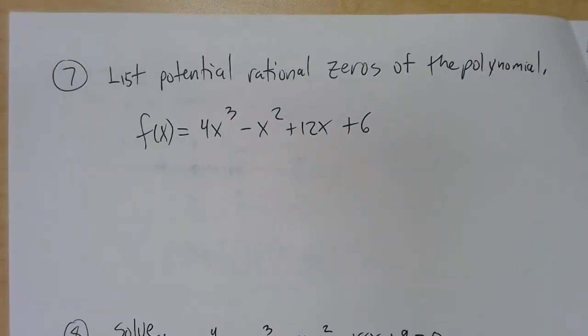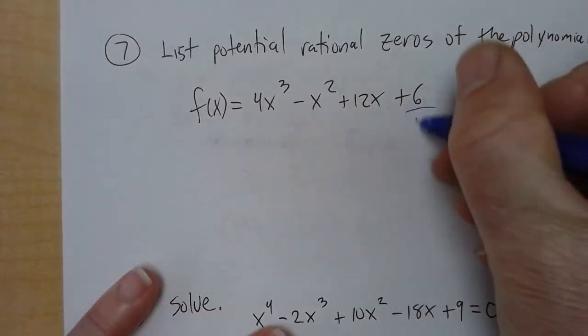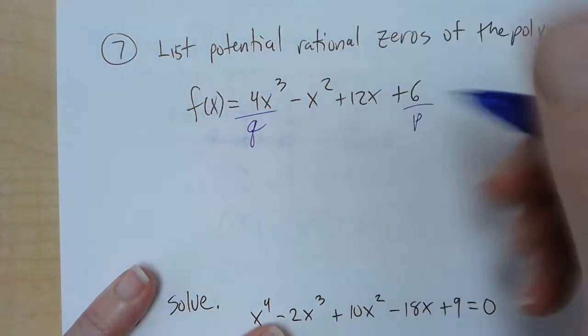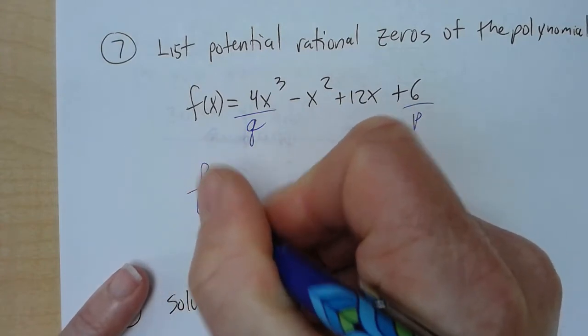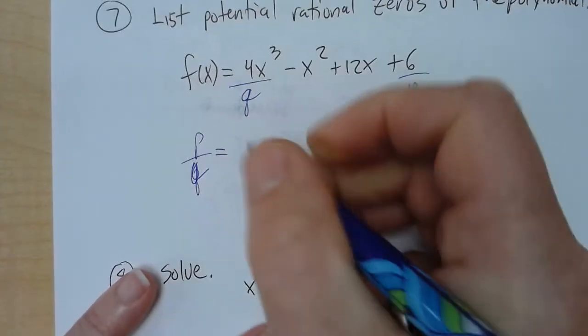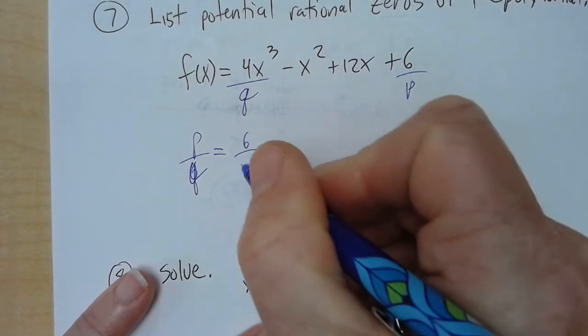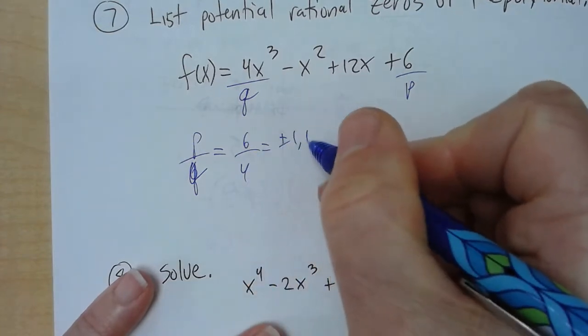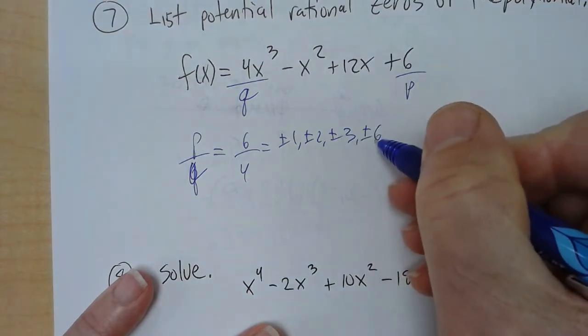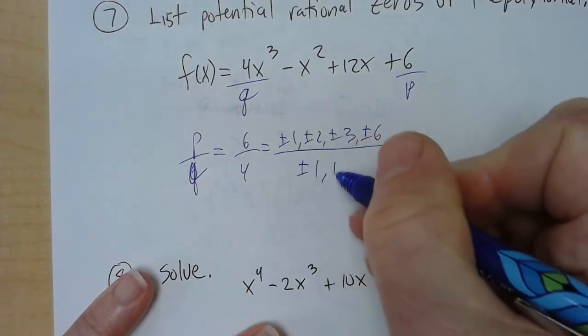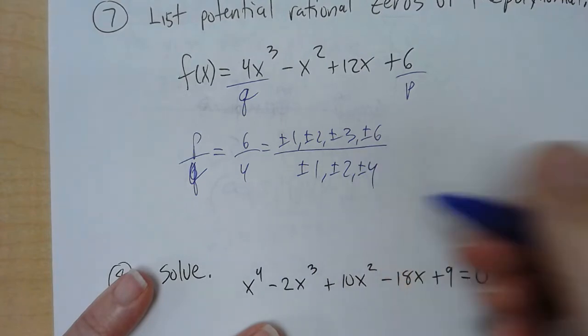Okay, next one. We're supposed to show all of the potential zeros. So it's P over Q. So we do P over Q, which is 6 over 4, which is plus or minus 1, plus or minus 2, plus or minus 3, plus or minus 6, over plus or minus 1, plus or minus 2, plus or minus 4.